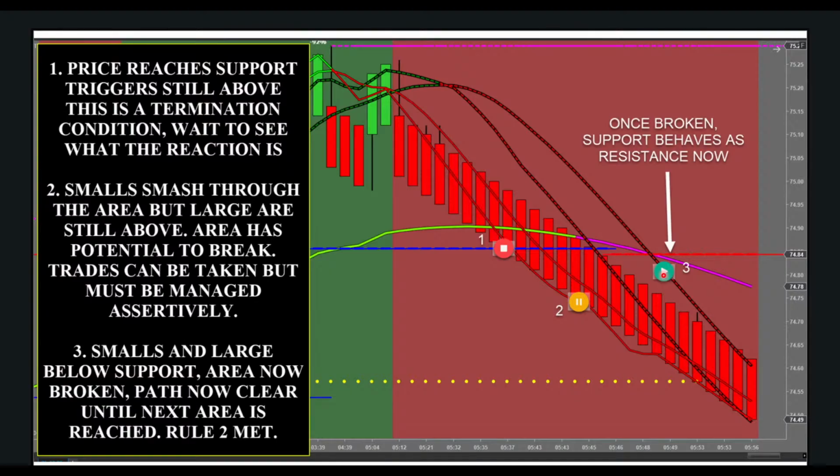When all 4 trigger lines break through that area, sorry YouTubers, get below Fibonacci support, yellow 1-to-1s, divergence low, when all 4 lines break, the area is considered broken. The path is now clear, and your path remains clear until you reach the next line. And once you reach the next line, you go right back to number 1.